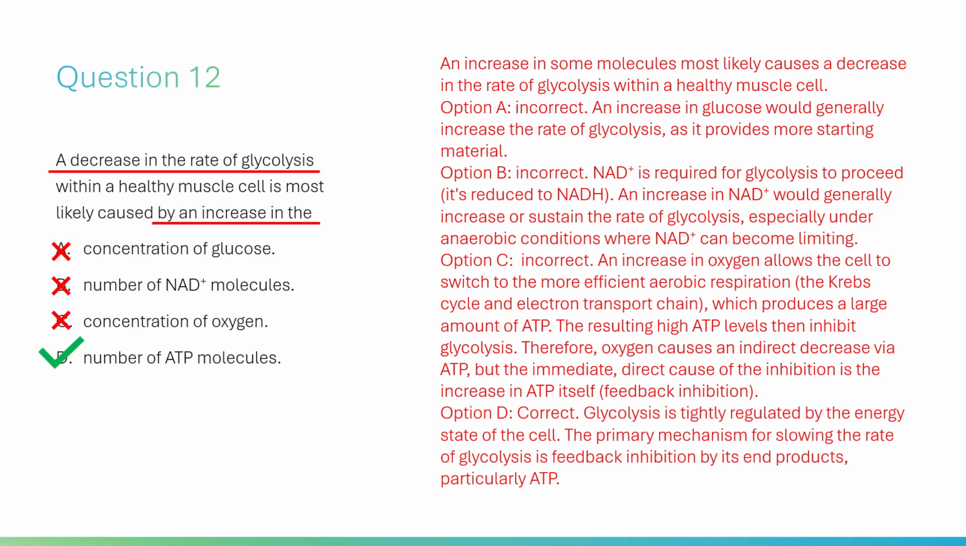Option D, correct. Glycolysis is tightly regulated by the energy state of the cell. The primary mechanism for slowing the rate of glycolysis is feedback inhibition by its end products, particularly ATP.